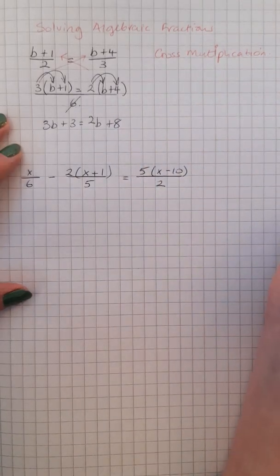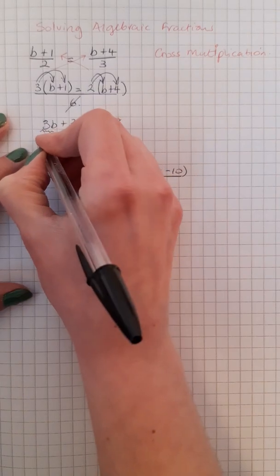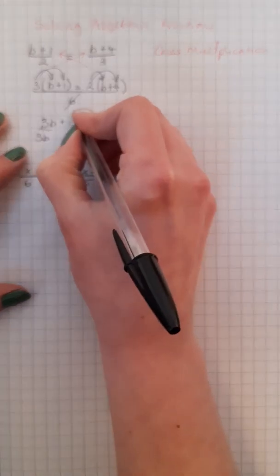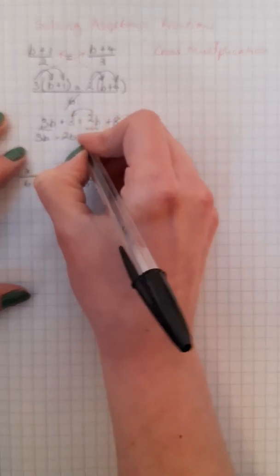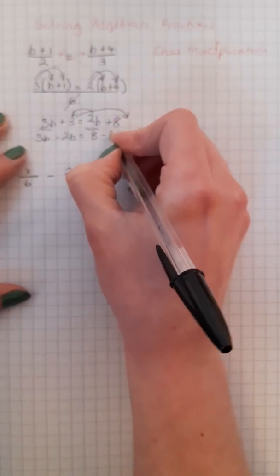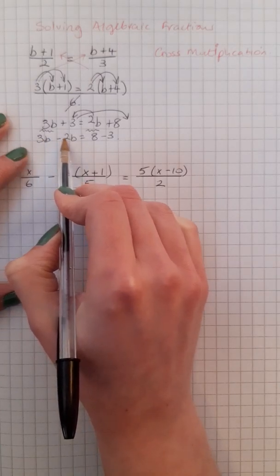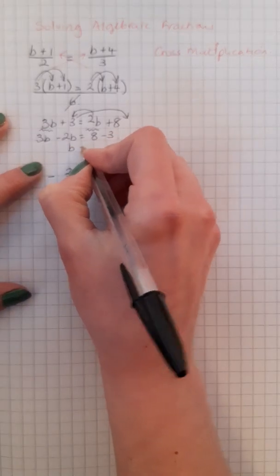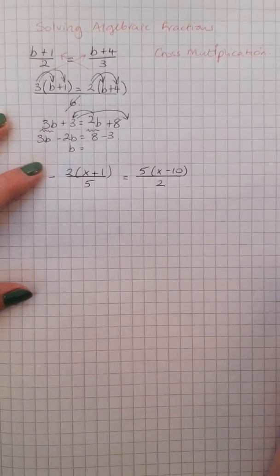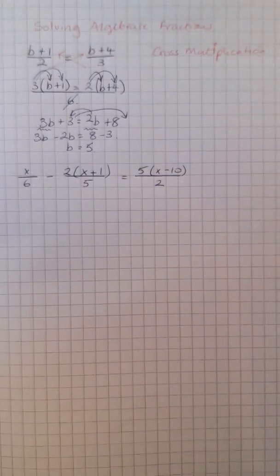At this stage, you want all the letters on the left-hand side, all the numbers on the right-hand side in order to solve this. So it's 3b. Bring over the 2b, it becomes minus 2b equals 8. Bring over the plus 3, it becomes minus 3. So 3b minus 2b is just 1b, or you can just have b on its own. So b and 1b is the same thing. And then 8 minus 3 is 5. Okay, and that's the question solved.